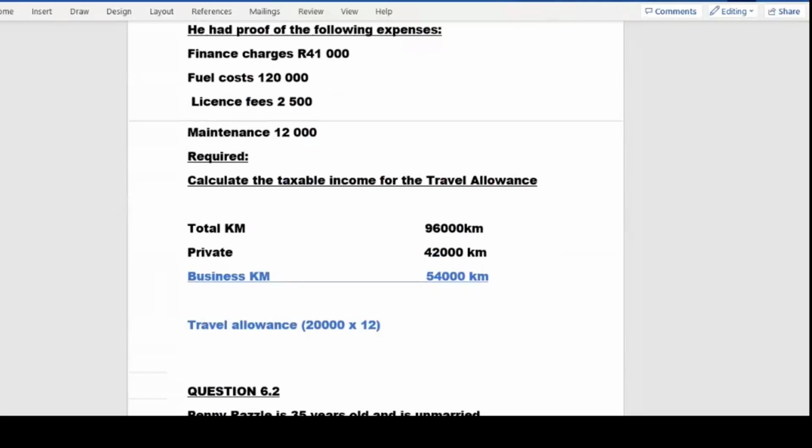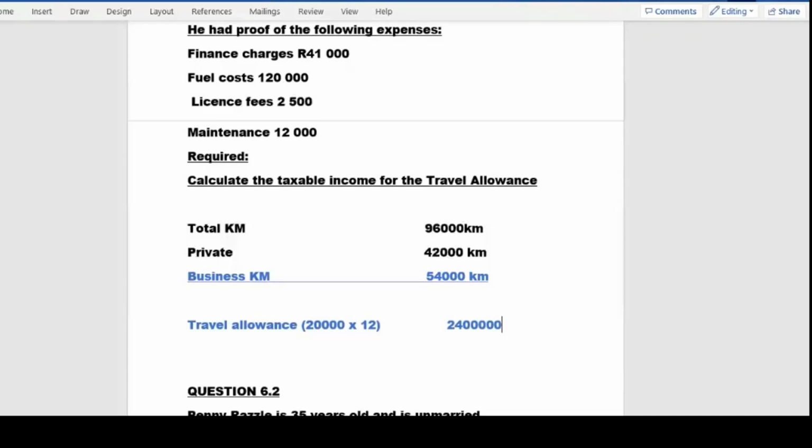240,000 rand. So that means for the full 12 month period, Gerald received 240,000 rand for the travel allowance.